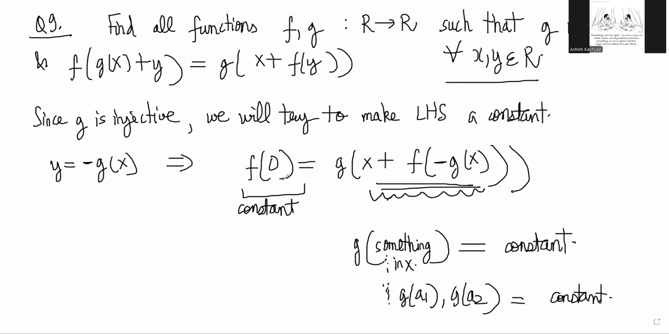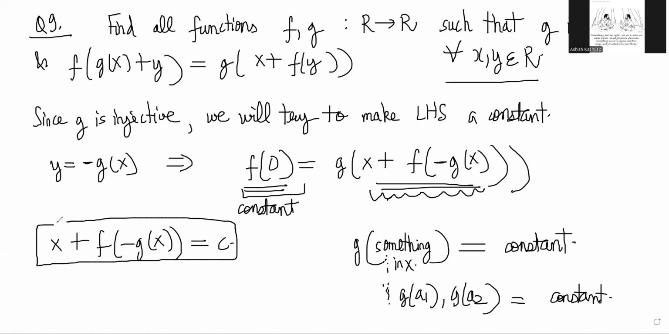So this implies, because the left hand side has become a constant, we can now say that the input to the g function is also constant. The input to the g function can take only one value. If it took more than one value, then g would no longer be injective, right? So that is the idea why we did this step. We will try to make LHS a constant, because on the RHS, we have an injective function. So that is a standard trick. Please be aware of this. This will be useful many times.